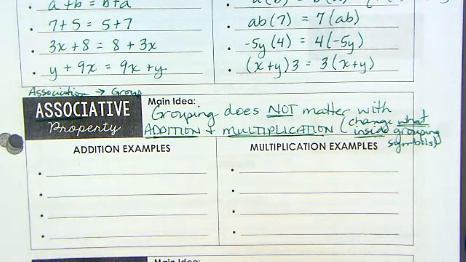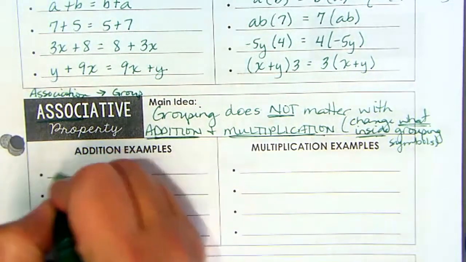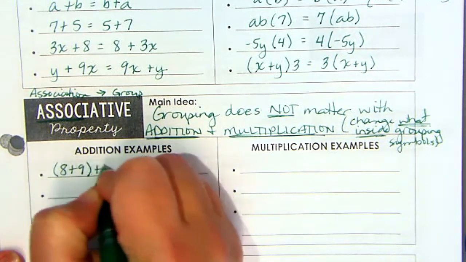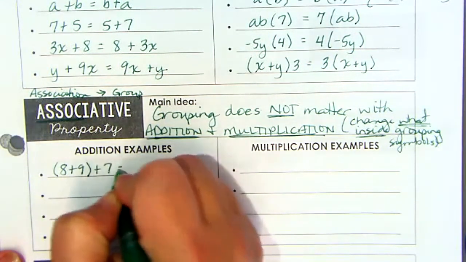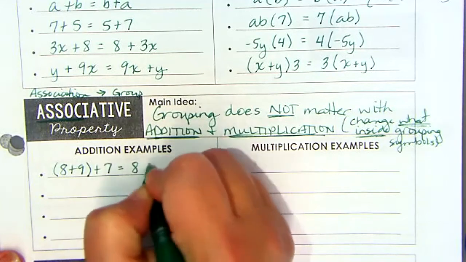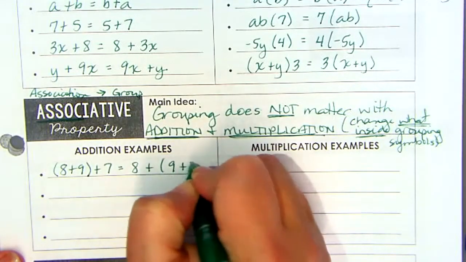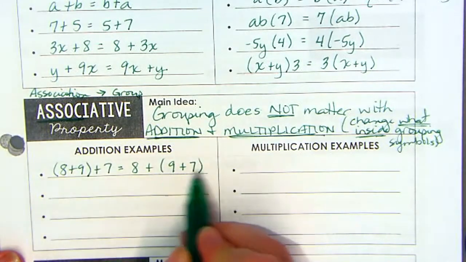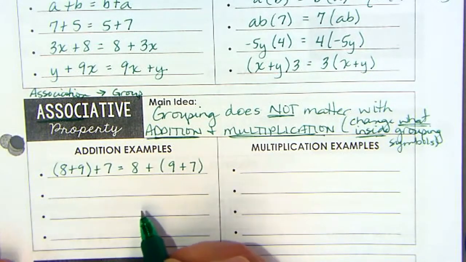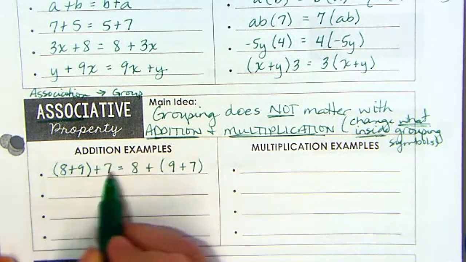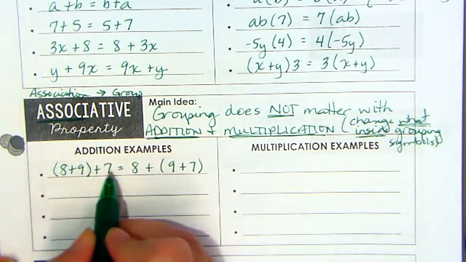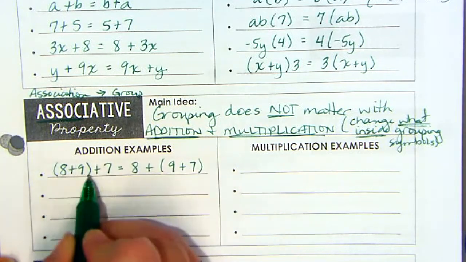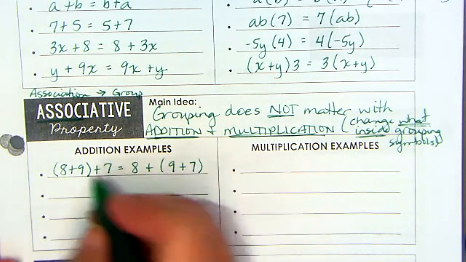All right, so let's look at some examples here. If we have 8 plus, open parentheses, 9 plus 7, that's the exact same as open parentheses, 8 plus 9, close parentheses, plus 7. Notice what's inside my parentheses is what changed. So that's the associative property. What's inside the parentheses changed, not the order that they were written in. It's still 8, 9, 7, 8, 9, 7. It's just what's inside the parentheses that changed.